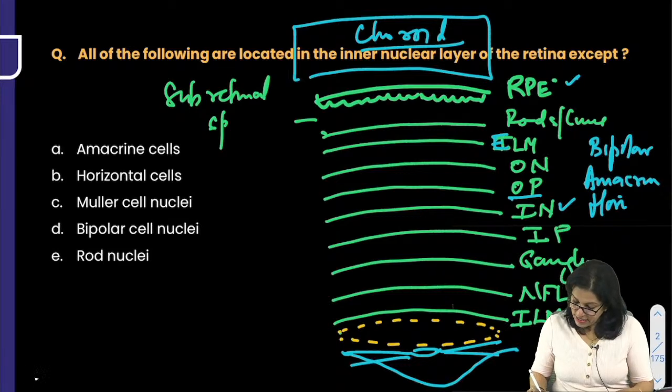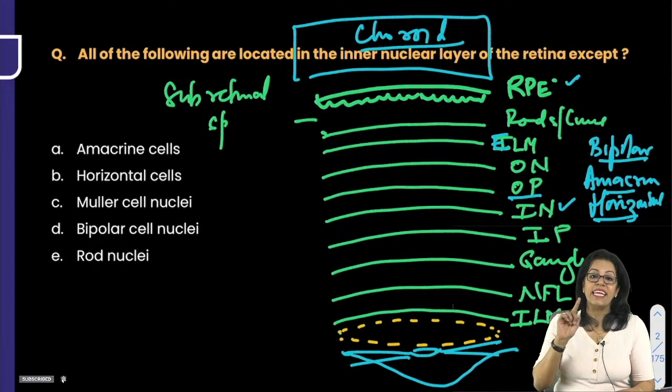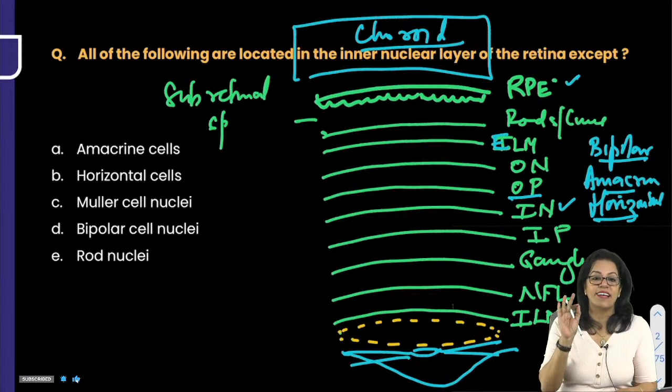Okay, so amacrine cells, then this is your horizontal cells. These are the three main cells which are present in the inner nuclear layer. We have to know this, it is asked in the exam.